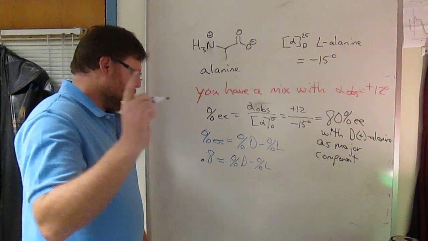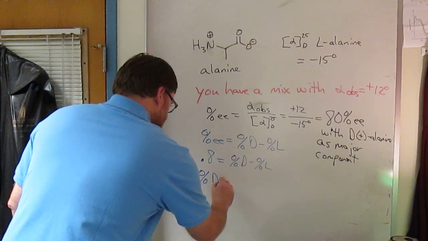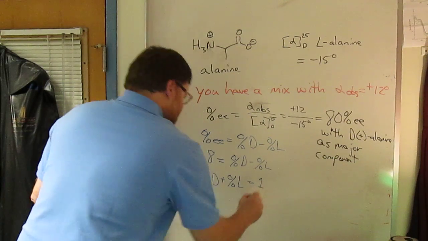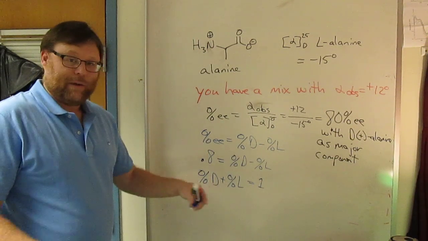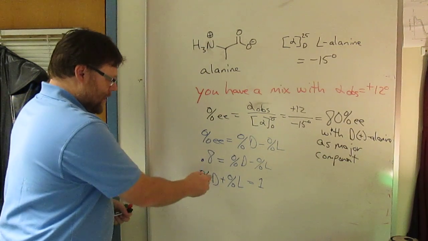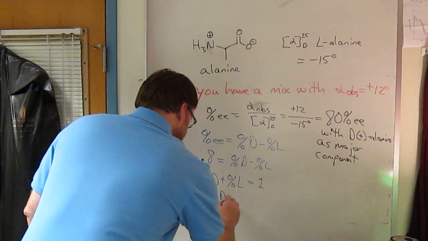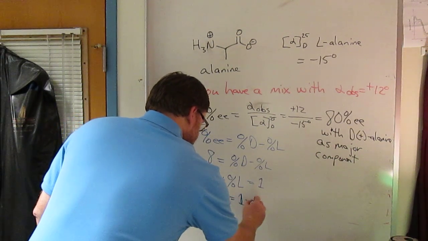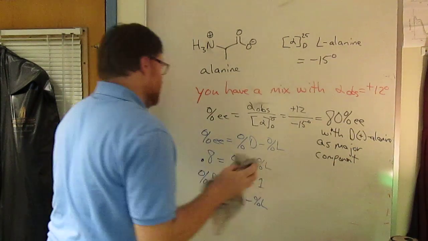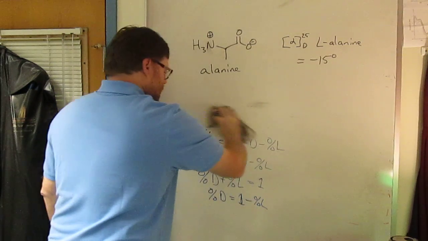Remember algebra. Once upon a time you took algebra. The %D plus the %L equals 1, right? They compose the entire mixture. So whatever D is, whatever L is, that's the whole thing. So %D equals 1 minus %L. All right, I'm going to go back up top here. I'm going to erase right here. Again, just rewind if you need to.